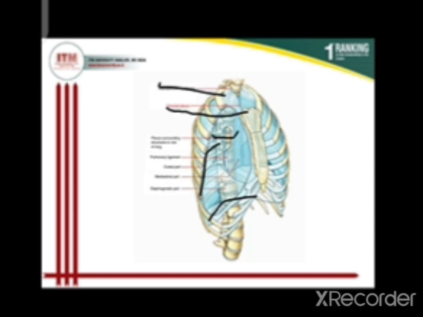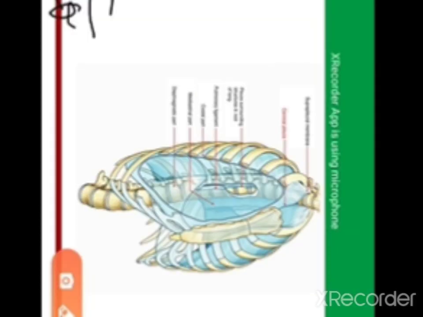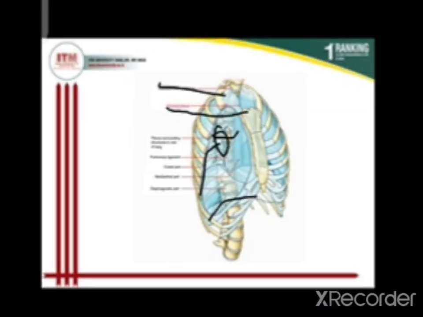So it's various dimensions they have given. In the pleura surrounding the structure at the root, you can see here the gap between the pleura. So this is structures in the root of the lung, pulmonary ligament, costal part, and the various parts. It's showing the covering of the various parts of the parietal pleura.